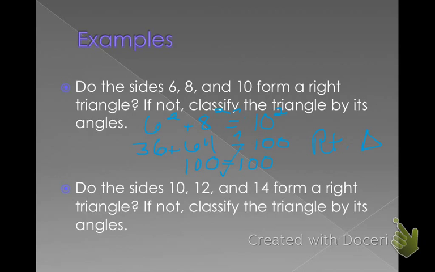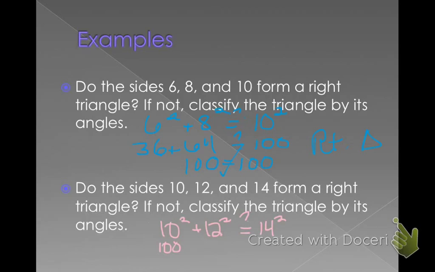Do the sides 10, 12, and 14 form a right triangle? Well, they seem to follow the same pattern because they're all 2 apart. In fact, they're all 4 higher than the other ones. So let's see if these 3 make a right triangle. So we're going to take 10 squared, 12 squared, and see if it equals 14 squared.